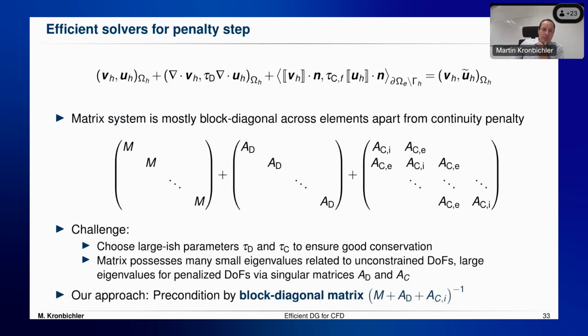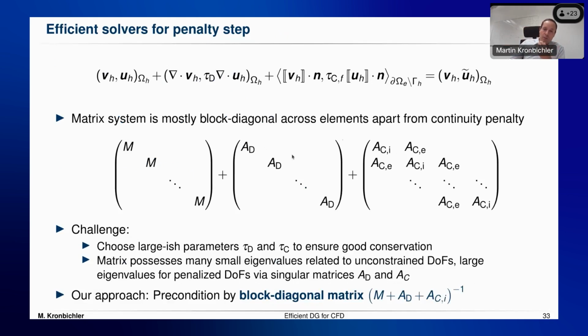So now we do this penalty step here, and if we write it as matrices, what we have is a mass matrix for the first term. We want to have the mass matrix, and then we want to remove the components that we get from the divergence-free field here, and we want to remove the jumps in normal direction of the velocity field.